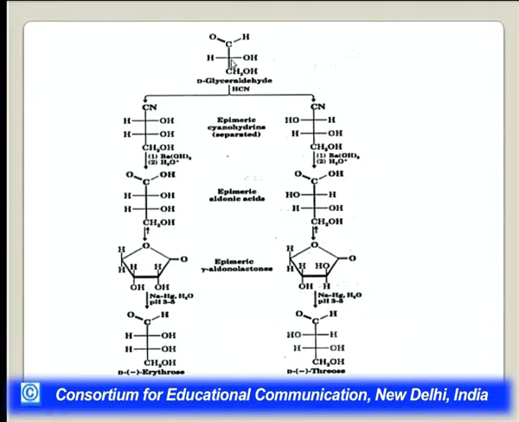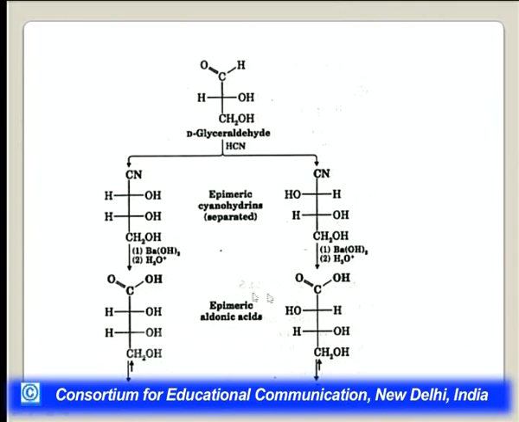Here this is glyceraldehyde. It has one chiral carbon atom. You know what a chiral carbon atom is? A carbon atom whose 4 valencies are satisfied with 4 different atoms or groups. Right? What are we doing over here? First of all, we are reacting. This is overall a reaction. Let us see it in a more precise way.